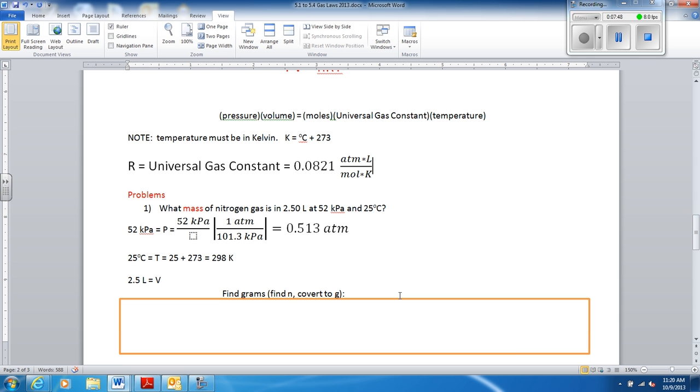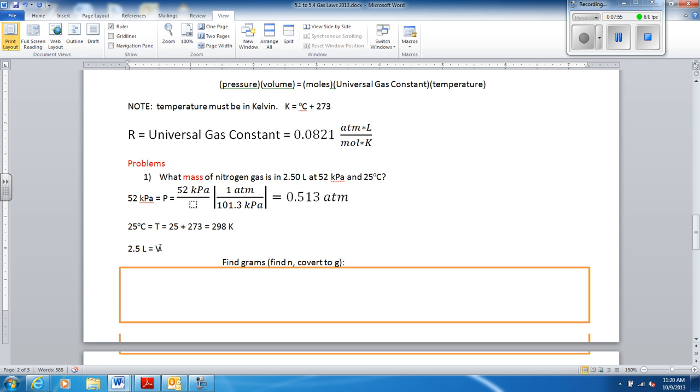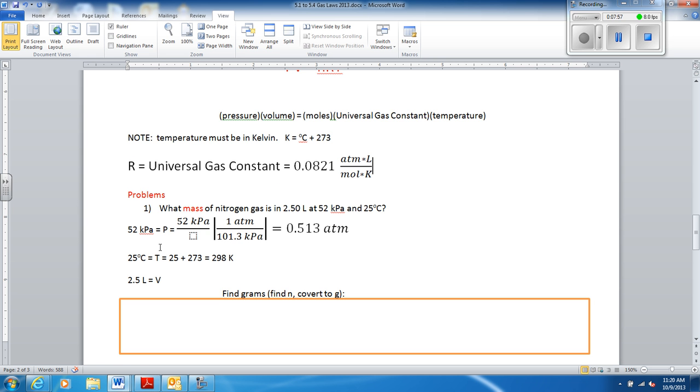Okay, so here's a problem that I should have covered up for you, but I didn't, so we'll just look at that now. What mass of nitrogen gas is in 2.5 liters at 52 kilopascals and 25 degrees Celsius? So you look at all of the data that you have and you figure out what information they are giving me. That's how you figure out how to problem solve. So I've got 52 kilopascals right there, and you should recognize that that's a pressure unit.